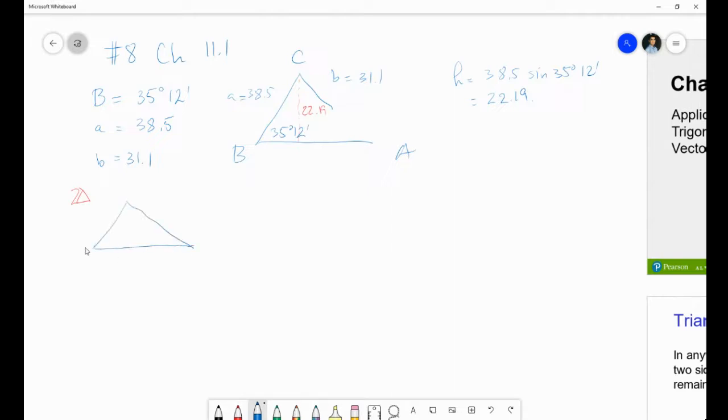So let's label that one. We have 35 degrees 12 minutes, 38.5, 31.1. We're going to find angle A first. To do that, we're going to use the law of sine. So sine A over 38.5 equals the ratio that we're going to use here, sine of 35 degrees 12 minutes over 31.1. To solve for A, we're going to multiply this up here and take sine inverse. So A equals sine inverse of 38.5 times sine of 35 degrees 12 minutes over 31.1.